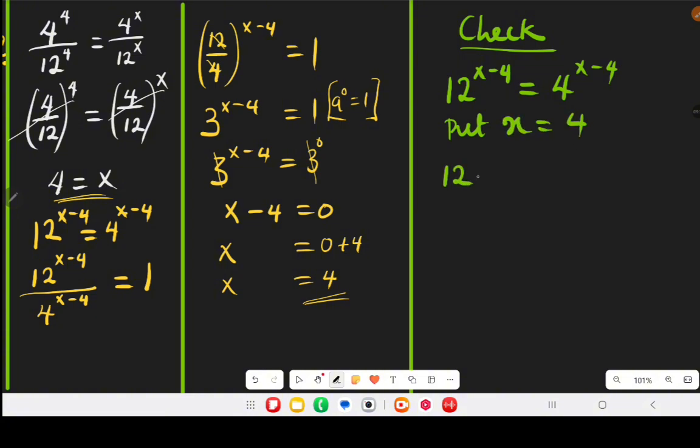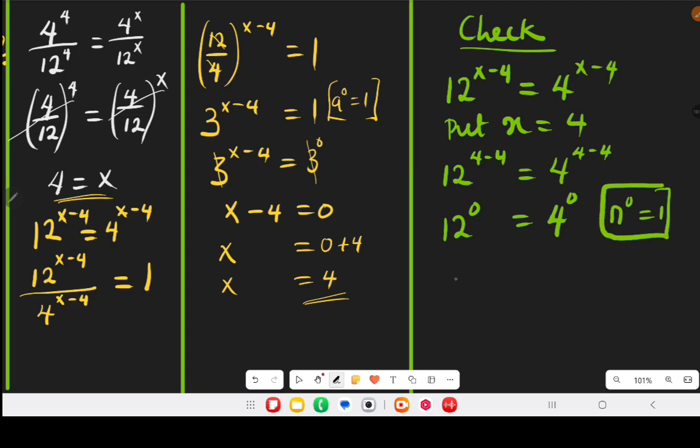We have 12 raised to the power of 4 minus 4 equals 4 raised to the power of 4 minus 4. Now 12 raised to the power of 4 minus 4 gives us 12 to the power of 0, equals 4 raised to the power of 4 minus 4, which gives us 0. And in the law of indices, whenever we have n raised to the power of 0, it equals 1. If this is true, 12 raised to the power of 0 is 1, and 4 raised to the power of 0 is 1. Then 1 is equal to 1.